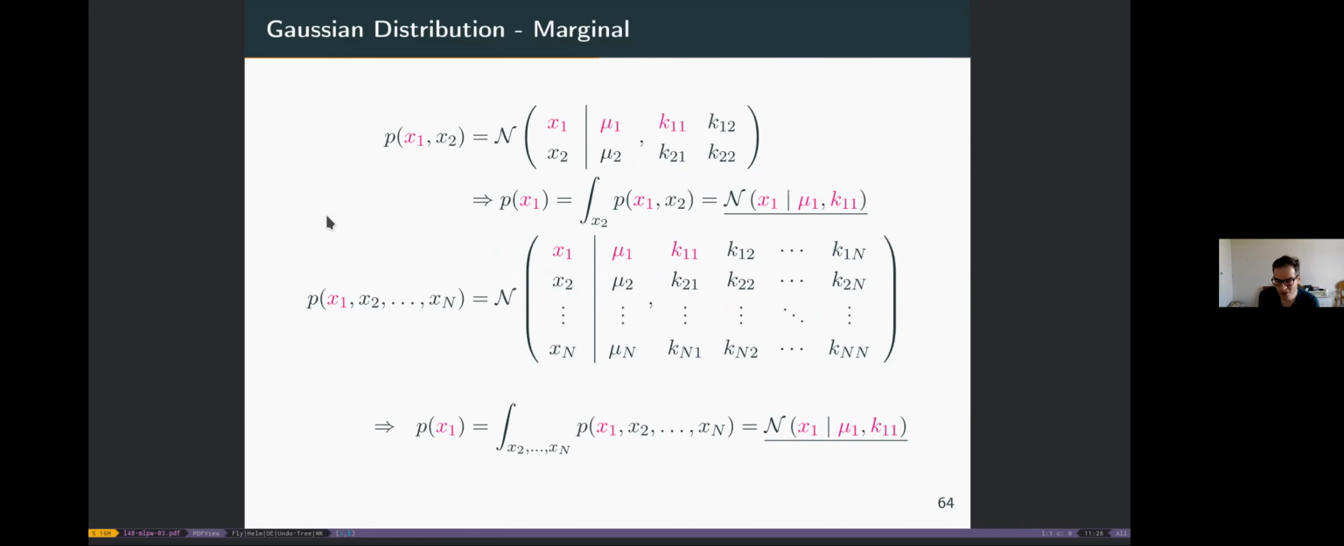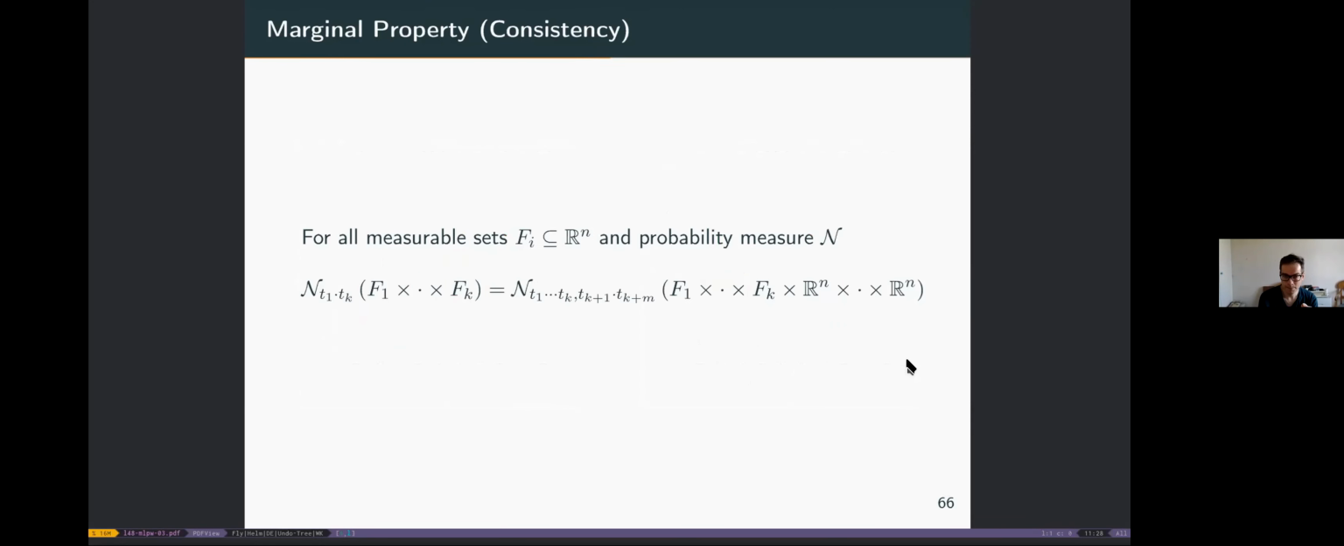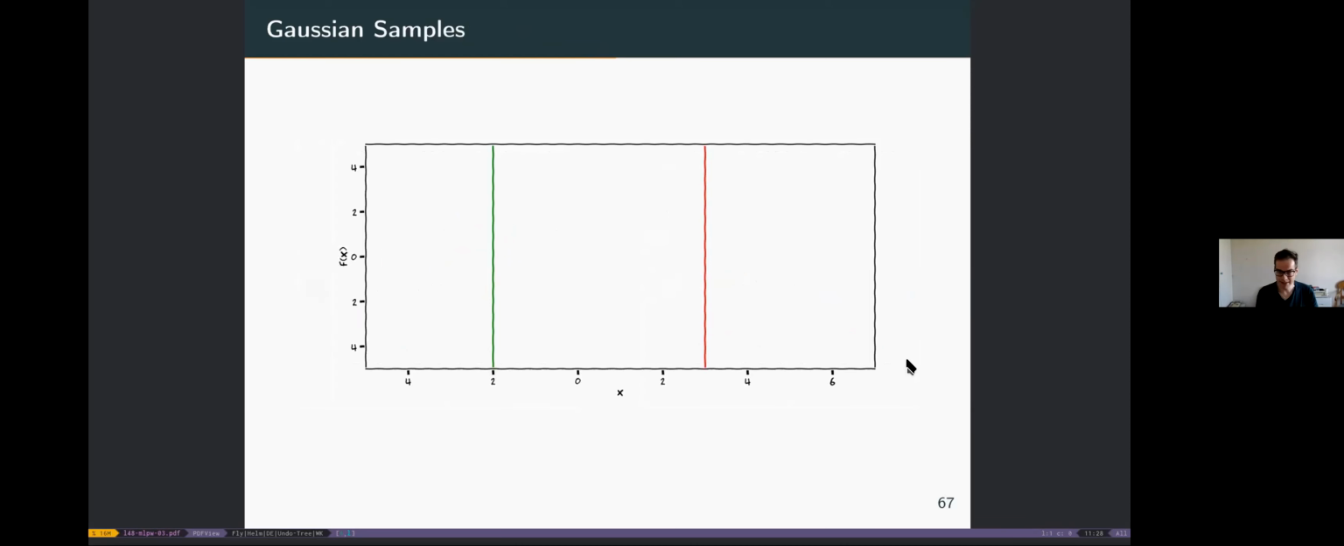So what this means graphically is this. If I take this joint Gaussian distribution here, now this is the marginal distribution over x1. If I now change the covariance and the variance for x2, I get this joint distribution. But the marginal distribution over x1 stays exactly the same. So now, this allows us to do something very, very cool. What this means is that the marginal is consistent.